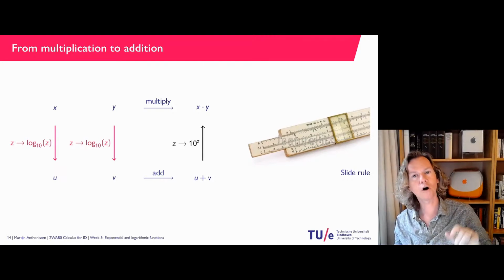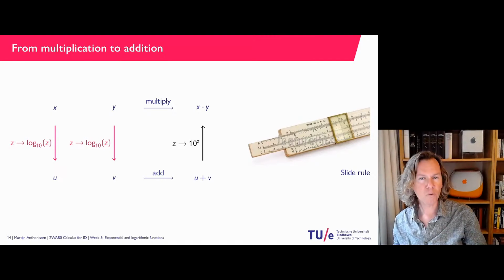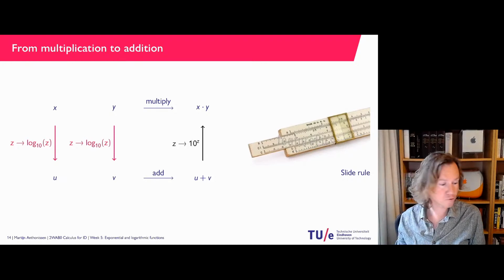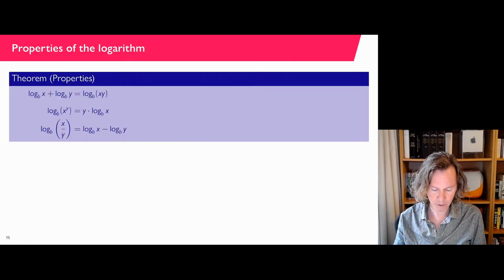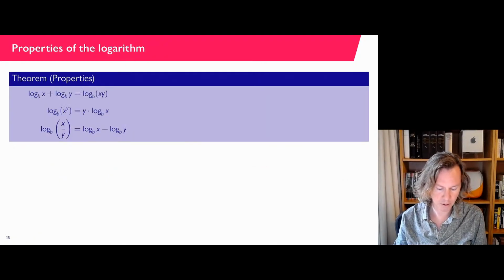So you can do the complicated thing of multiplication, you can easily shift it to addition. Same thing with dividing two numbers. So also division, that's also hard. You can also use logarithms for that. For that, you have to use a different rule. So here is basically what the slide rule was invented for, multiplying numbers.